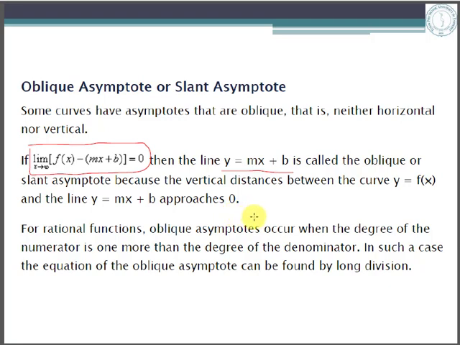So for rational functions, oblique asymptotes occur when the degree of the numerator is 1 more than the degree of the denominator. So if the degree of the numerator is 1 more than the degree of the denominator, in this case we can find the oblique asymptote for rational functions. And we will do it by long division.